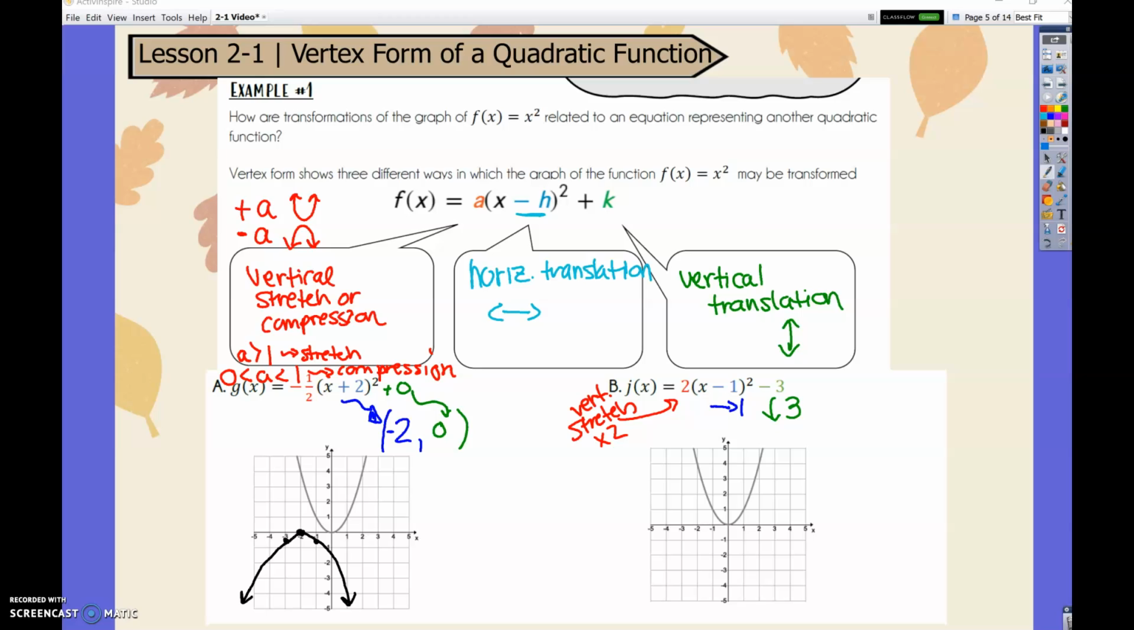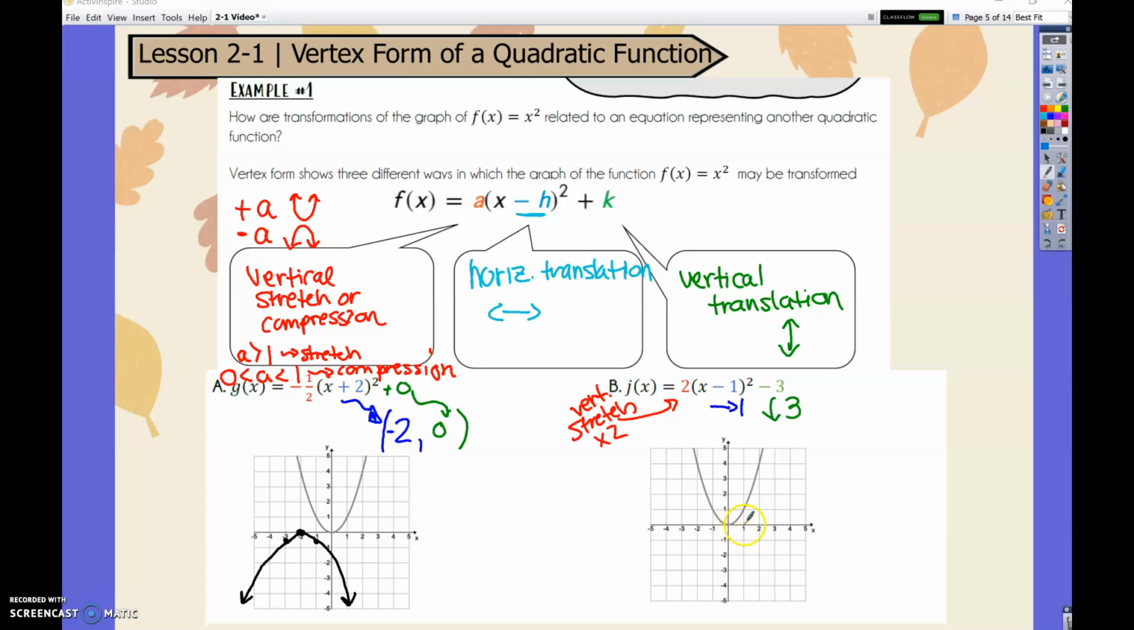So looking at example 1 part B, I've now indicated that the 2 means a vertical stretch times 2, which kind of messes with that slope, if you will, for the first point. And this -1 will move it to the right 1, and the -3 will move it down 3. Let's take a look at the graph.